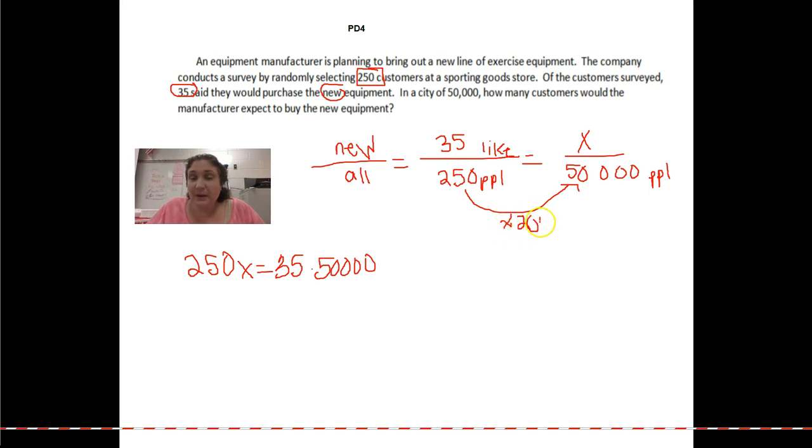So if we multiply the denominators, it's called equivalent fractions. It's like a 6th grade skill. If we multiply the denominators by that 200, that means that we also have to multiply our numerator by 200. So I've got 35 times 200 and get 7,000 people would expect to buy it. So this manufacturer, he wouldn't want to make 20,000 pieces of equipment. He'd want to make somewhere in the neighborhood of 75,000 if the ratios stay the same.